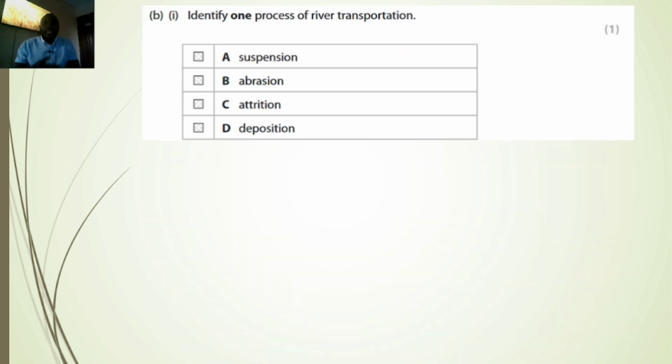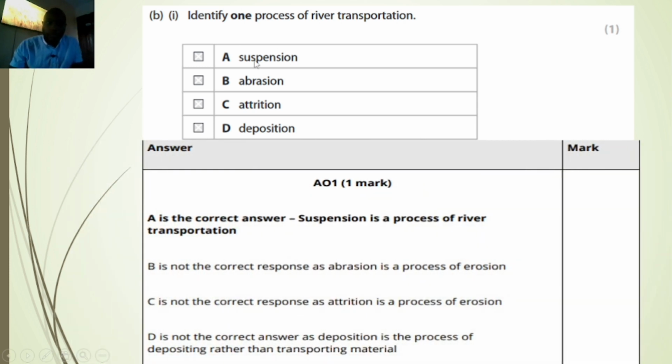Okay. Then the next question: identify one process of river transportation. Guys, you can tell. River transportation: traction, saltation, suspension, and then solution. So which one is a process of river transportation here? We have suspension right there, and that is the answer. Suspension is a process of river transportation. B is erosion, C is erosion. Deposition is a process, actually, but it is the process of depositing rather than transporting materials. So these are erosion, and this one is transportation. So make sure you know all those processes, guys.